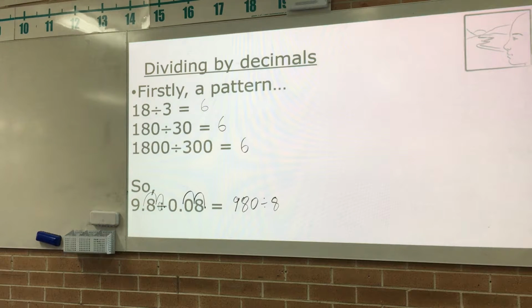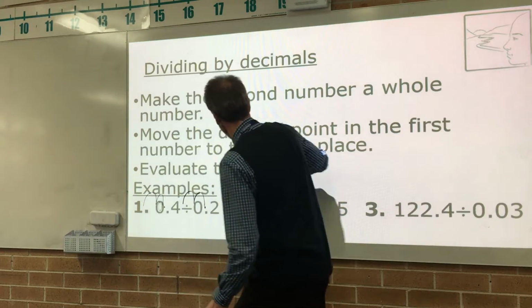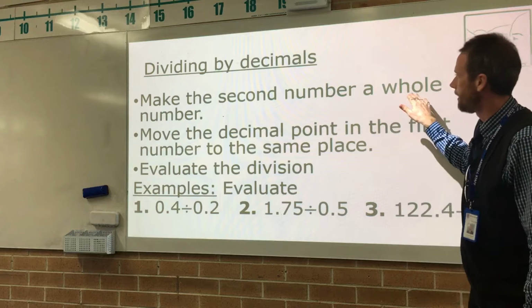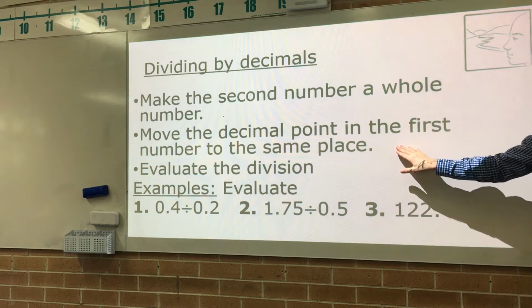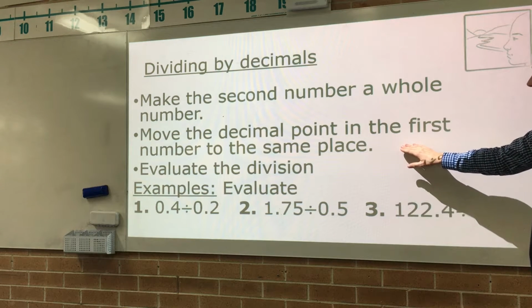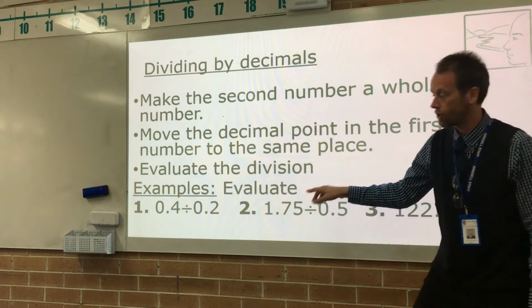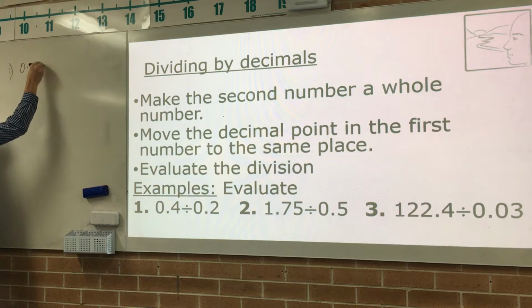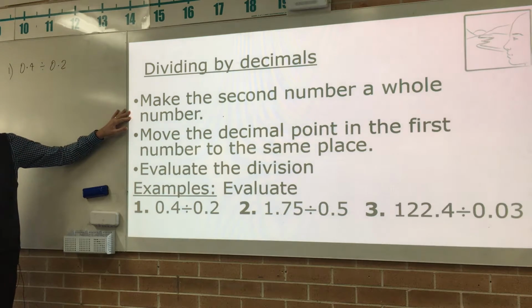All right, so let's have a look back at our notes because I've got some examples here. This is what we're going to do when it comes to doing this sort of question. Make the second number a whole number. That's the first step. The second step, move the decimal point in the first number to the same place. Then evaluate the division. So let's have a look at our first question. Our first question asks us to do 0.4 divided by 0.2.